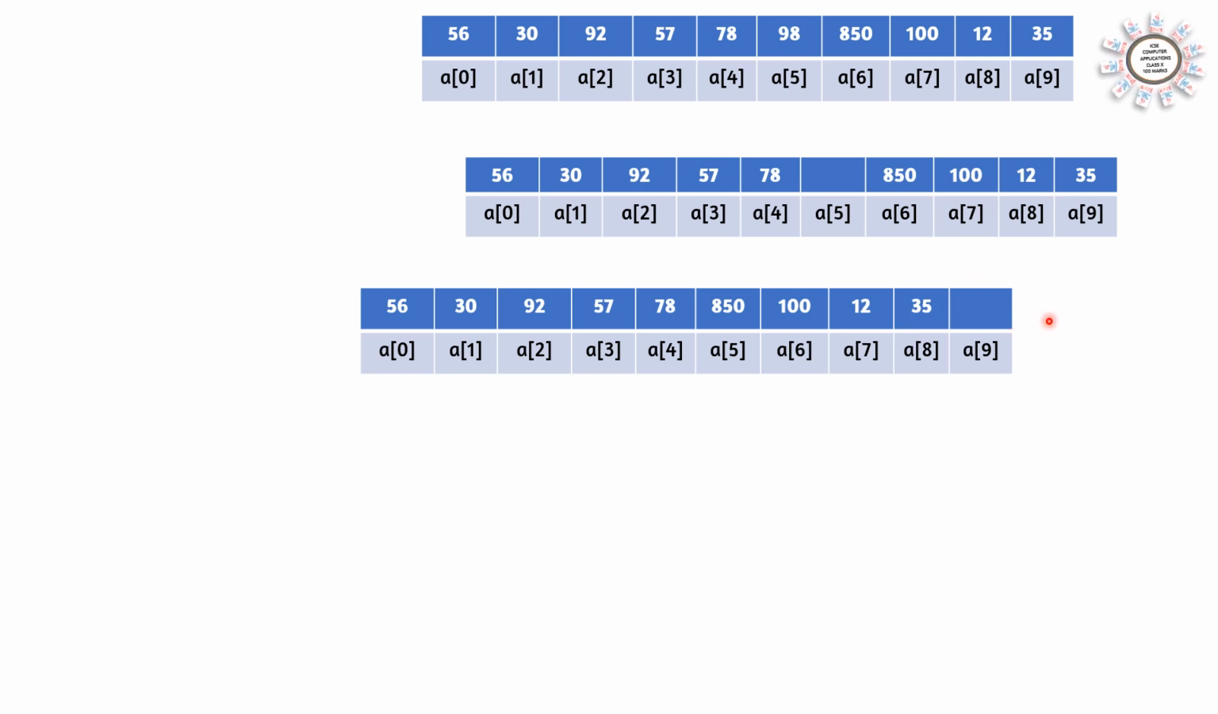Now while printing, we have to find how many times the number is appearing. Suppose 98 is coming one time. That means while printing, one number is less in the array: A dot length minus 1. If the number is coming two times, that means A dot length minus 2. Two numbers will be less, so two cells will be empty. And if the number is coming three times, three cells will be empty. So we have to write the loop up to A dot length minus how many times the number is coming.